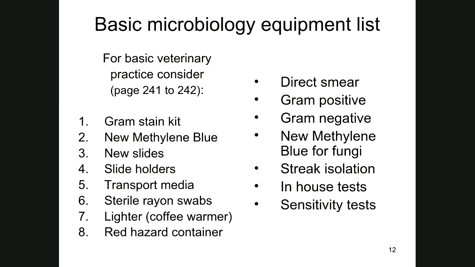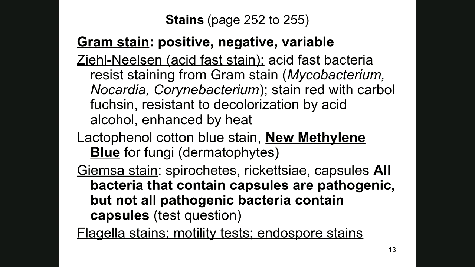Steps that you might do. So there's not a whole lot of money that's involved in some of this basic equipment. But you might do a direct smear. You could look if it's gram positive or gram negative. Methylene blue is often used for fungi, maybe even yeast possibly. Streak isolation tests, in-house tests, and sensitivity tests. Coming down toward the end here.